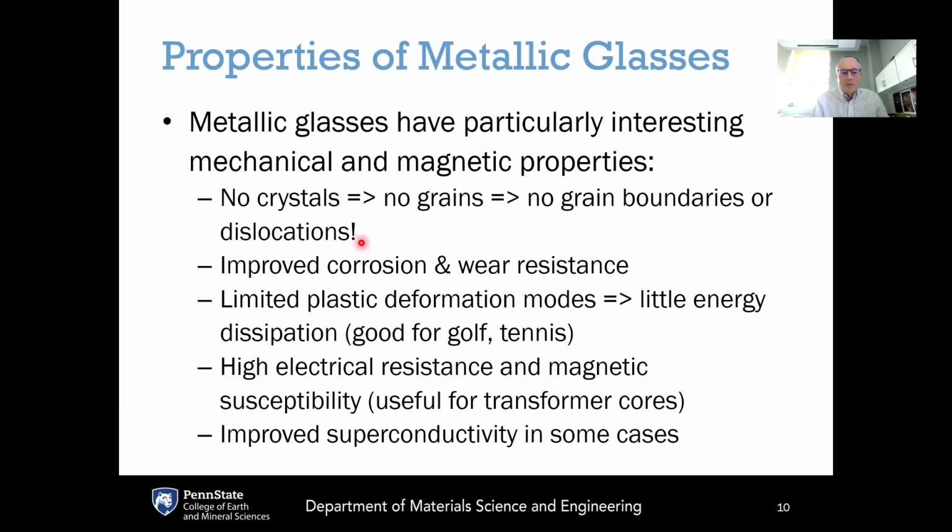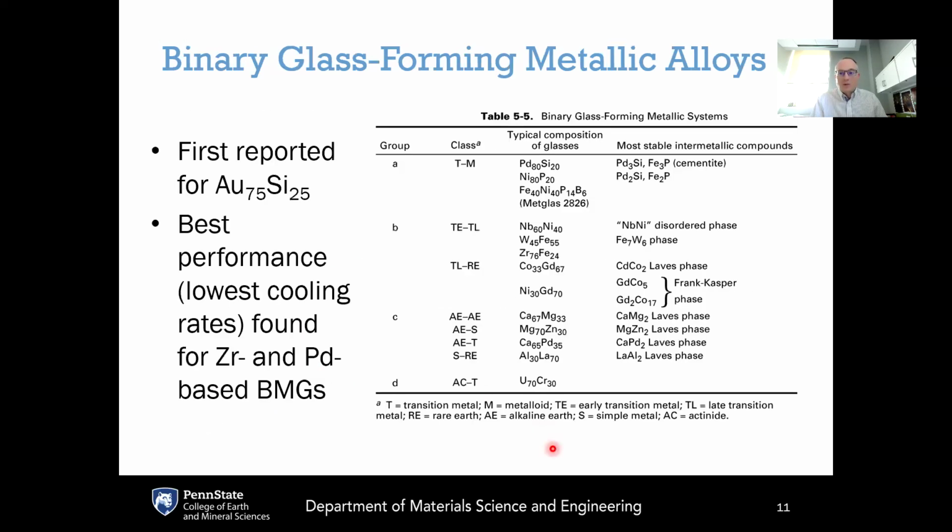Anyway, they also have higher electrical resistance compared to crystalline metals and high magnetic susceptibility. So one of the potential applications is for transformer cores. And there could be some improved superconductivity in some cases of metallic glasses. Much more to be explored there.